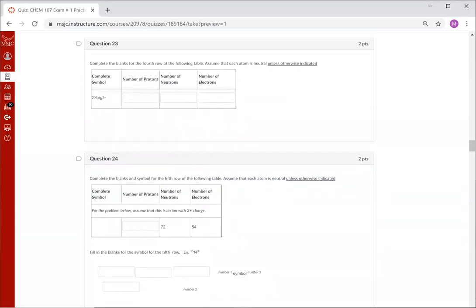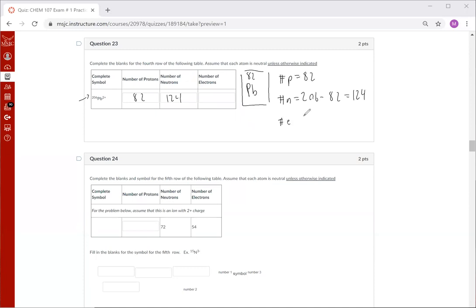For 23, we're asked to fill in the blanks. This time we have lead 2+. Looking at lead in the periodic table, what is the atomic number of lead? 82. Yep, exactly right. So we know for our number of protons, we have 82. For our number of neutrons, we take our mass number, which in this case is 206, minus the number of protons, which is 82, and that gives us 124 neutrons.